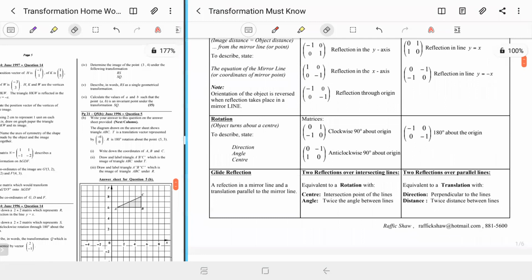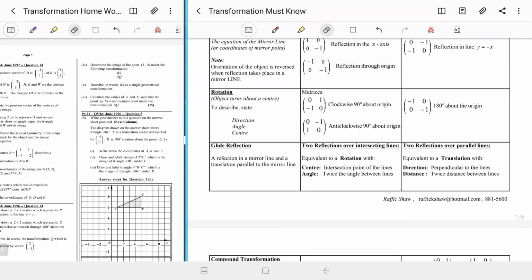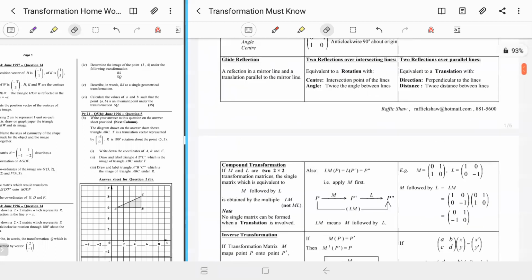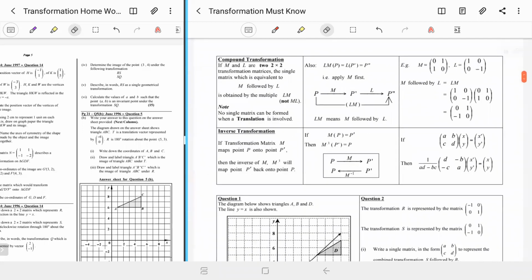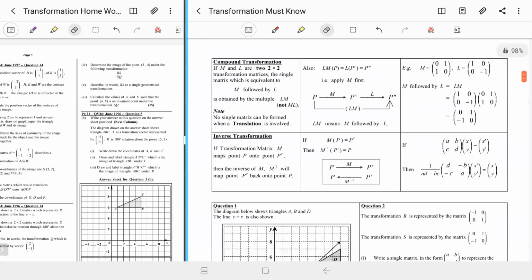It's a glide reflection there, you know. So everything I must study, everything important, I sent it to you today separately. I cut it off and sent it to you today in the group. So I say study everything.